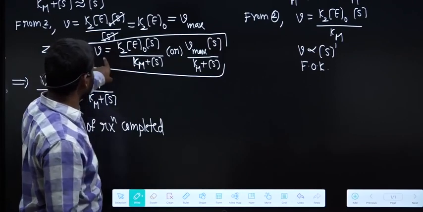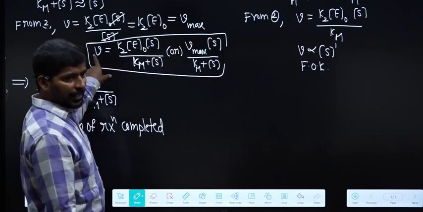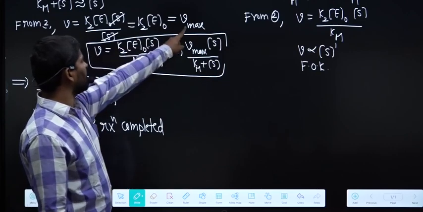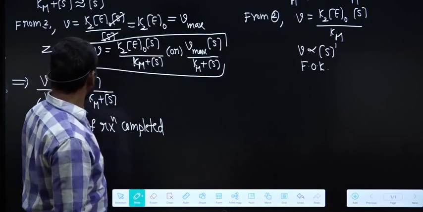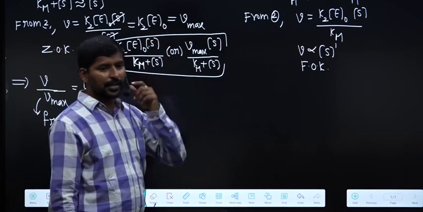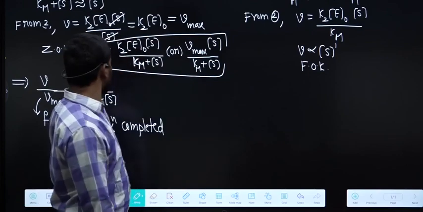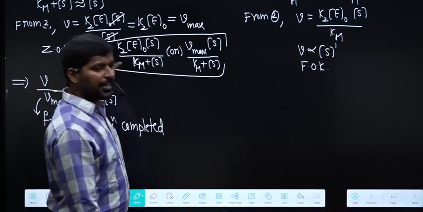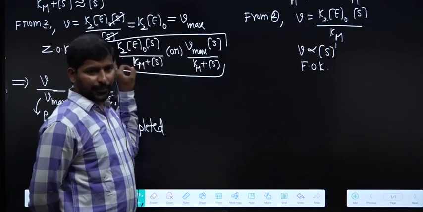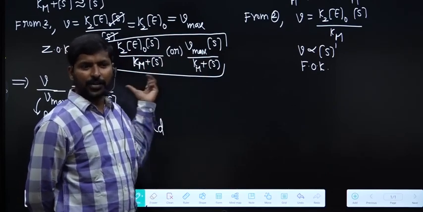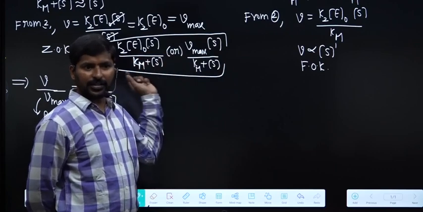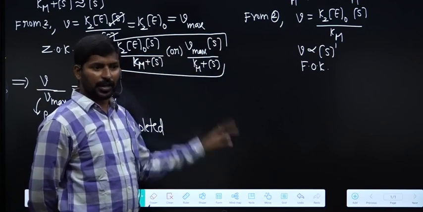Okay, so you remember the expression for final rate equation. And what is V max? V max is nothing but K2 into E naught. And what about order at low concentration and high concentration? At high concentration, all the enzyme may be saturated with a substrate. That's why further with increase in the concentration of substrate, no increase in the rate of reaction. That's why it follows zero order kinetics.